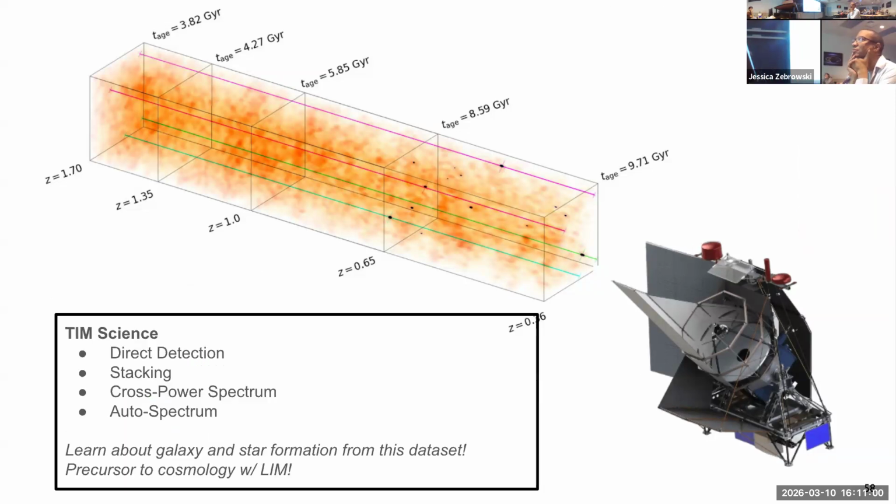So this, in my mind, is some of the science that we'll get from TIM. We'll get this direct detection, this stacking, this cross power spectrum, this auto power spectrum. We'll learn about galaxy and star formation from this data set. And this will be this really nice precursor to doing cosmology with line intensity mapping.